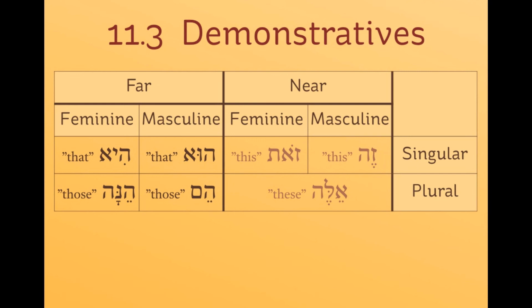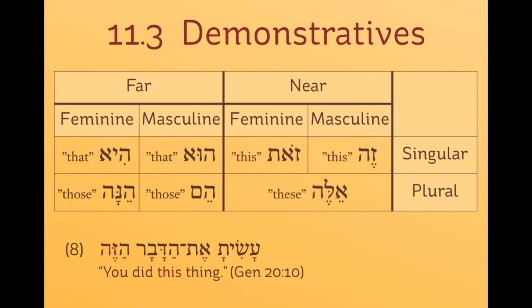So how do demonstratives function? There are two functions of a demonstrative. Either the demonstrative describes the noun or it takes the place of a noun. When a demonstrative describes a noun, it will always have the article and it will always occur after the noun, like an attributive adjective. Number 8, asita et hadavar hazeh, where ze has the article and occurs after the noun, so it's describing the noun.